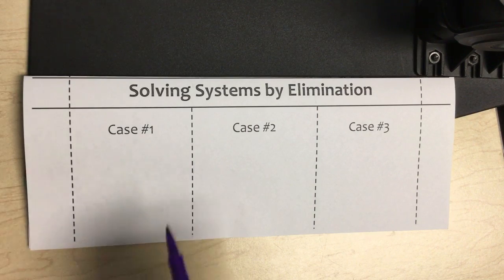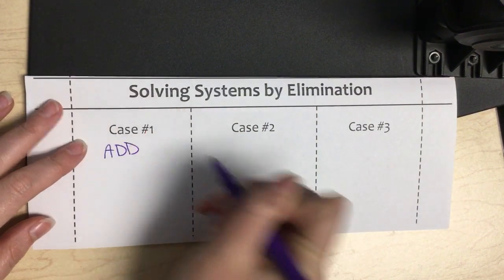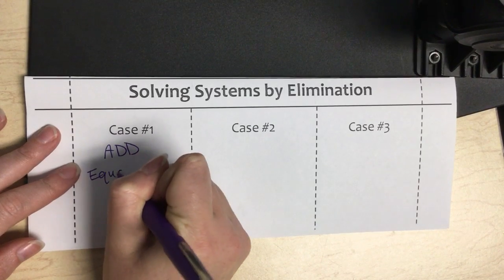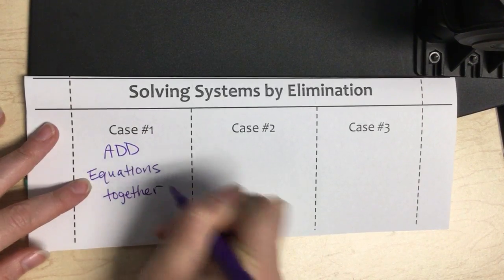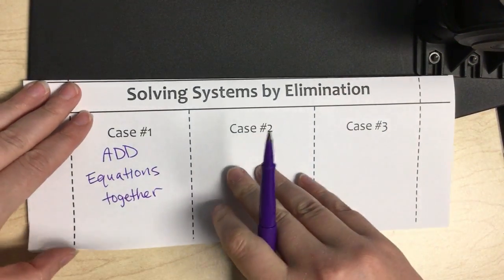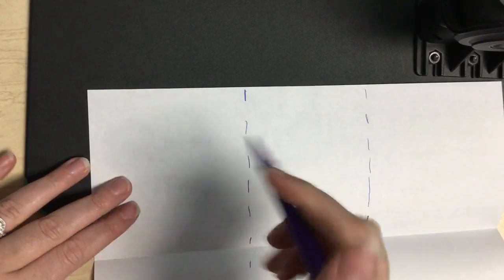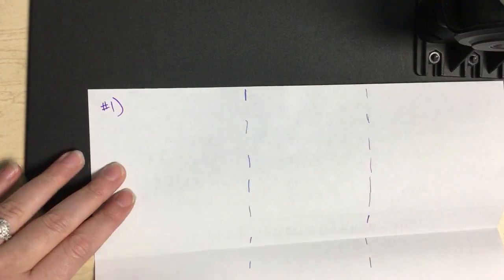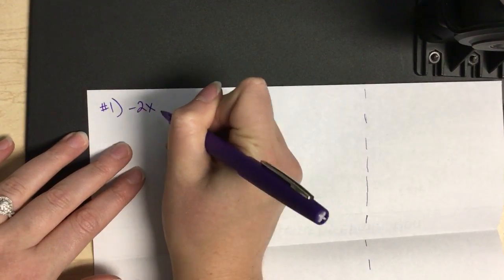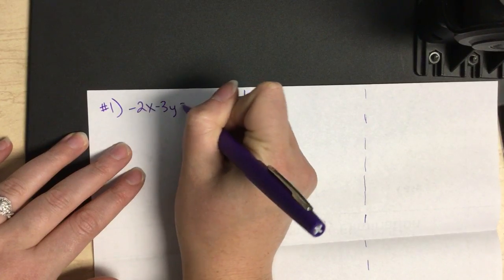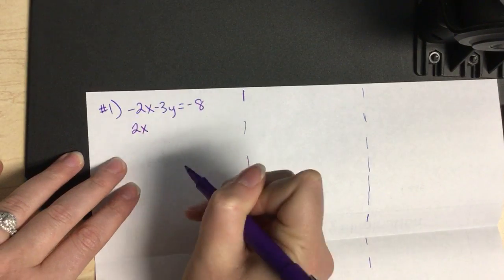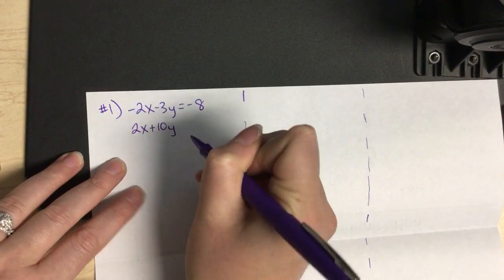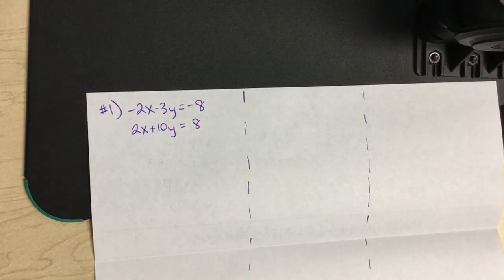Case number one is where we add the equations together. This will be the simplest of the three cases, so we're going to start there. And we're going to start with example number one. Example number one, we have negative 2x minus 3y equals negative 8. And we also have 2x plus 10y equals positive 8.